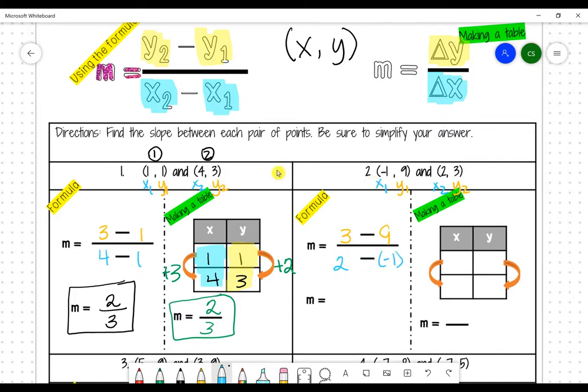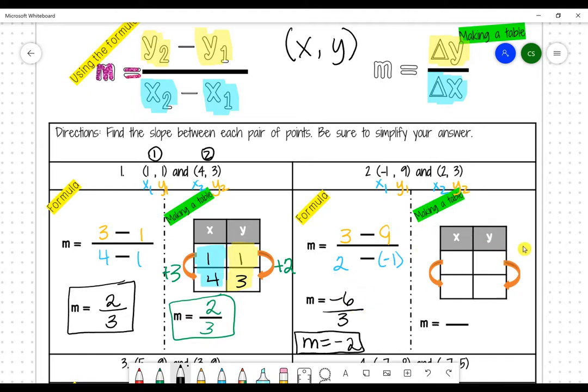Notice that that minus sign in the formula did not change. All I'm doing is substituting the points, y2 and y1, x2 and x1. Simplify. 3 minus 9 is -6, all over 2 minus a -1, which is a positive 3. I need to simplify. -6 divided by 3 is a -2. So my slope is a -2.